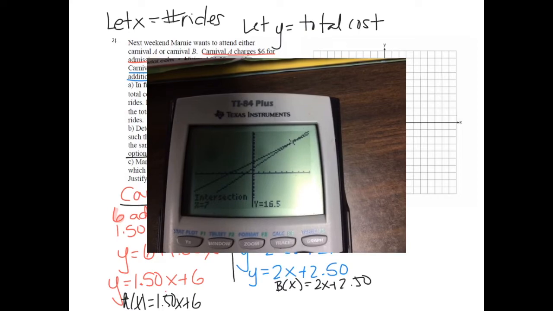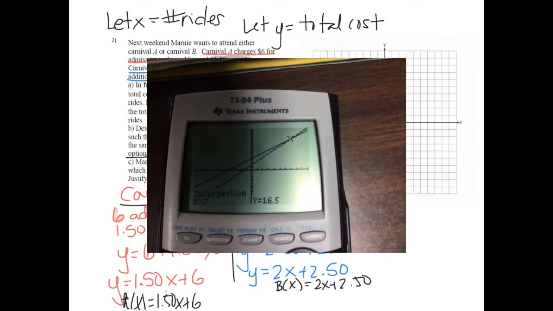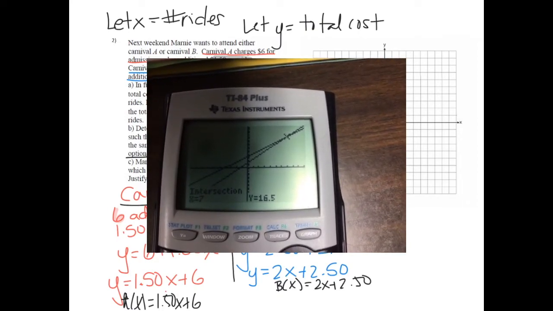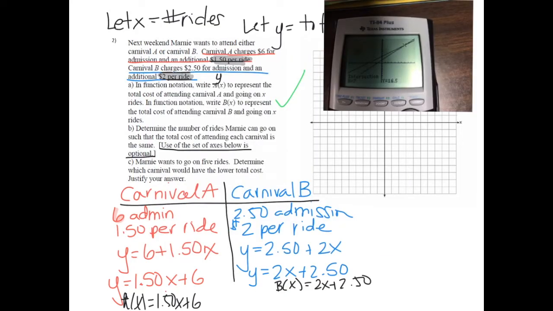Sorry for the shakiness, guys. I need to work out more, obviously, because I cannot hold this iPad in my left hand. Okay, so we have our intersection point at 7, 16.5. Notice we don't need to use the graph. This is sufficient. All we really need to show is the equations and that we know where they intersect.